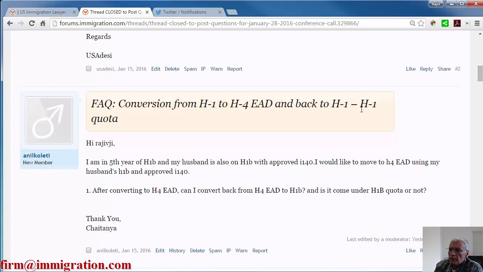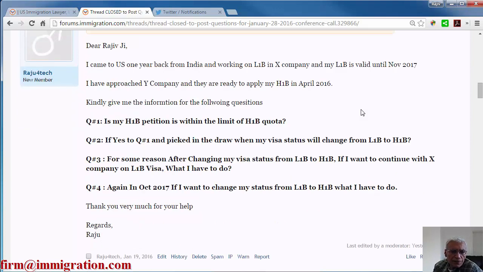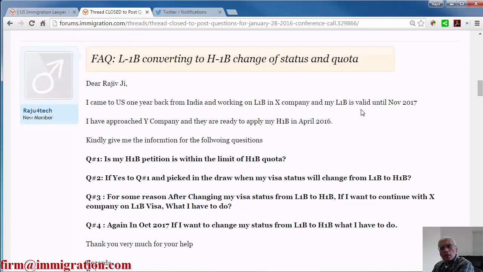Okay. Let me go on to the next frequently asked question. The question here is about L1B who converts to H1B, and how does the change of status work and how does the quota work? So let us begin. Working for L1 for company X on L1B, Y company are doing an H1B in April. Number one, is my H1B petition within the limit of the H1B quota? I'm not sure I understand that question. I am guessing what you're asking me, Raju, is that because I have an L1, does that exempt me from the H1 quota? And the answer is no. I think that's what you're asking me.